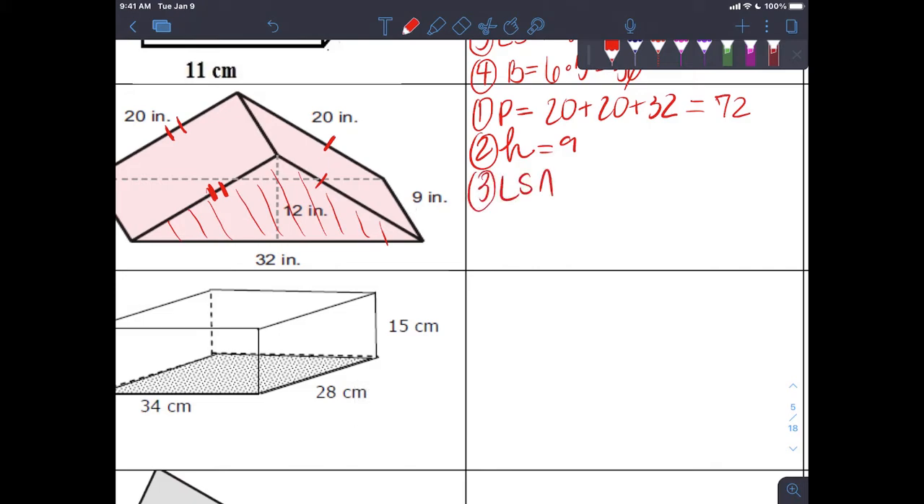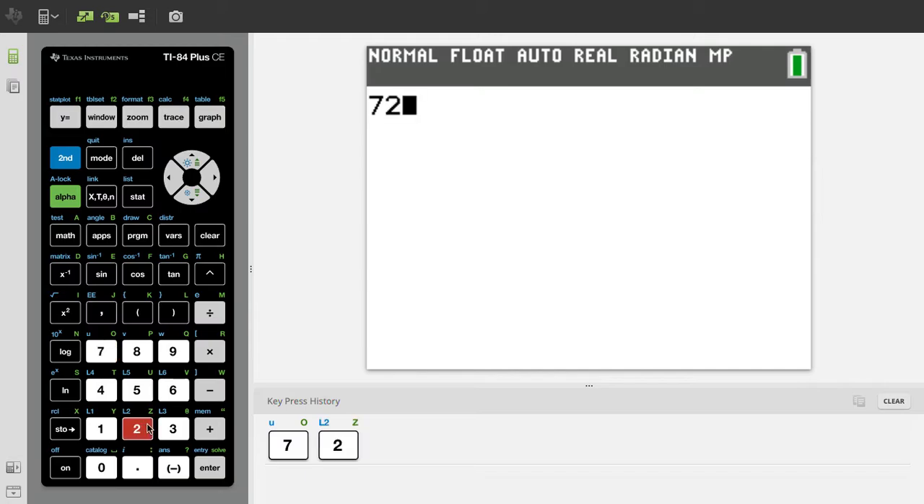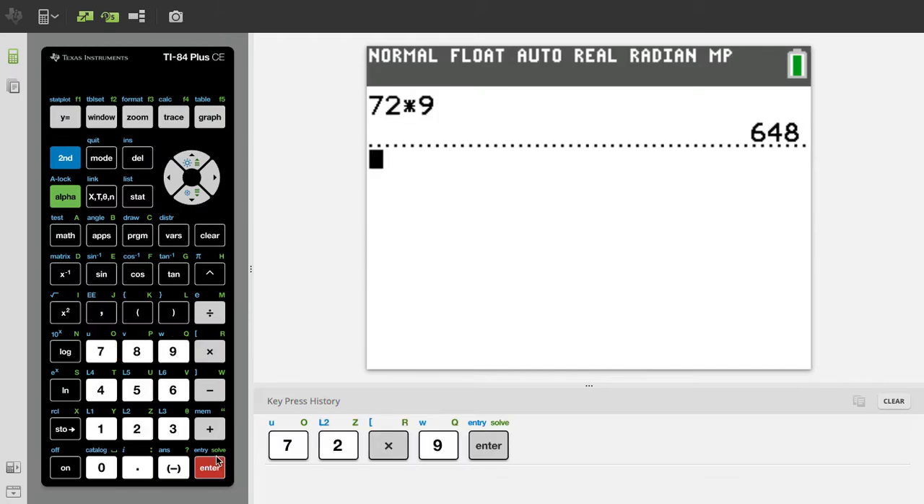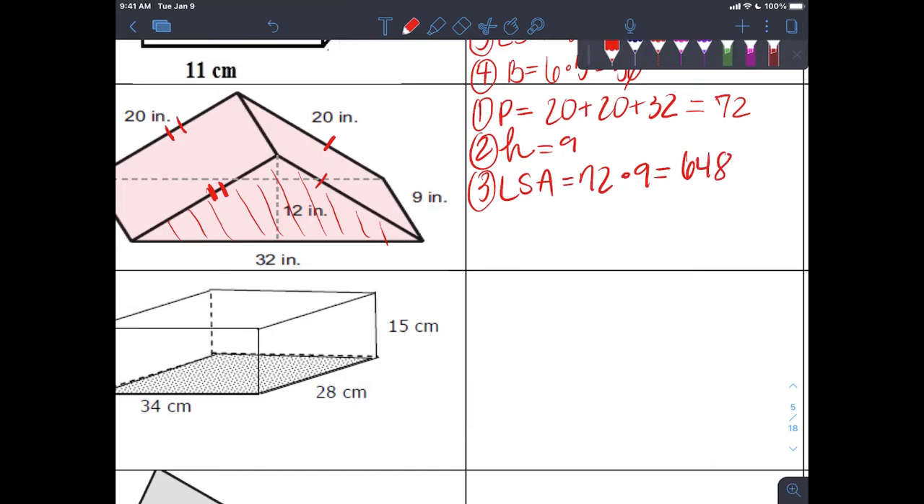Now in order to find my lateral surface area, all I have to do is multiply those two numbers together. I'll put that in my calculator. And I find out my lateral surface area is 648.